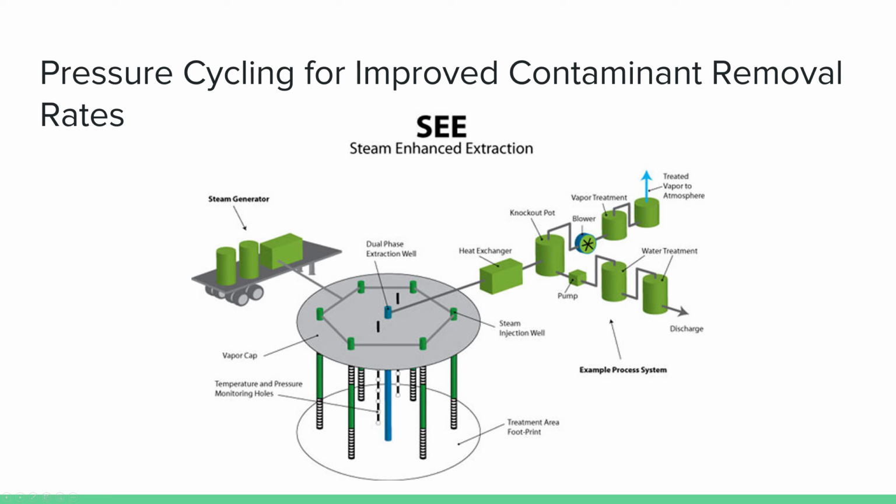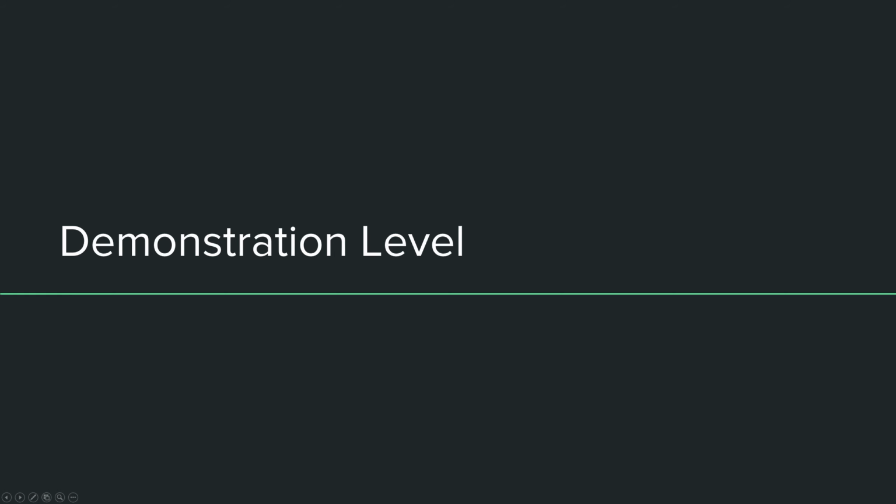A significant benefit of SEE is the ability to conduct pressure cycling to improve contaminant removal rates. After the target zone has been heated and the majority of the NAPL extracted as a liquid, pressure cycling is induced by varying the injection pressure and the applied vacuum. This process has been shown to achieve very low concentrations in the original source zone.